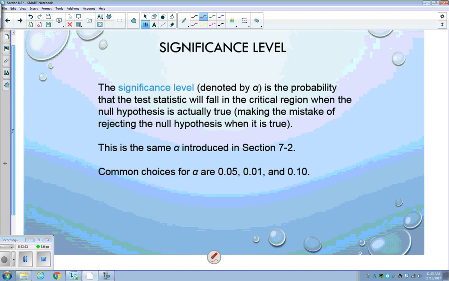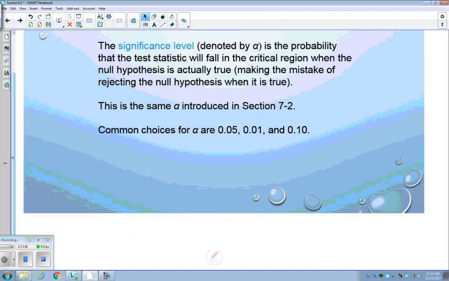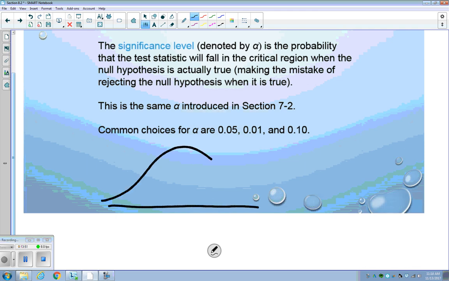So it's like 7.2. So if we're testing a null hypothesis, I think there's a better slide than just my drawing, and we are saying not equal to. It could be an area down here, or it could be an area up here. Okay, that alpha is the probability the test statistic will fall in the critical region. Where's the critical region? Right here.